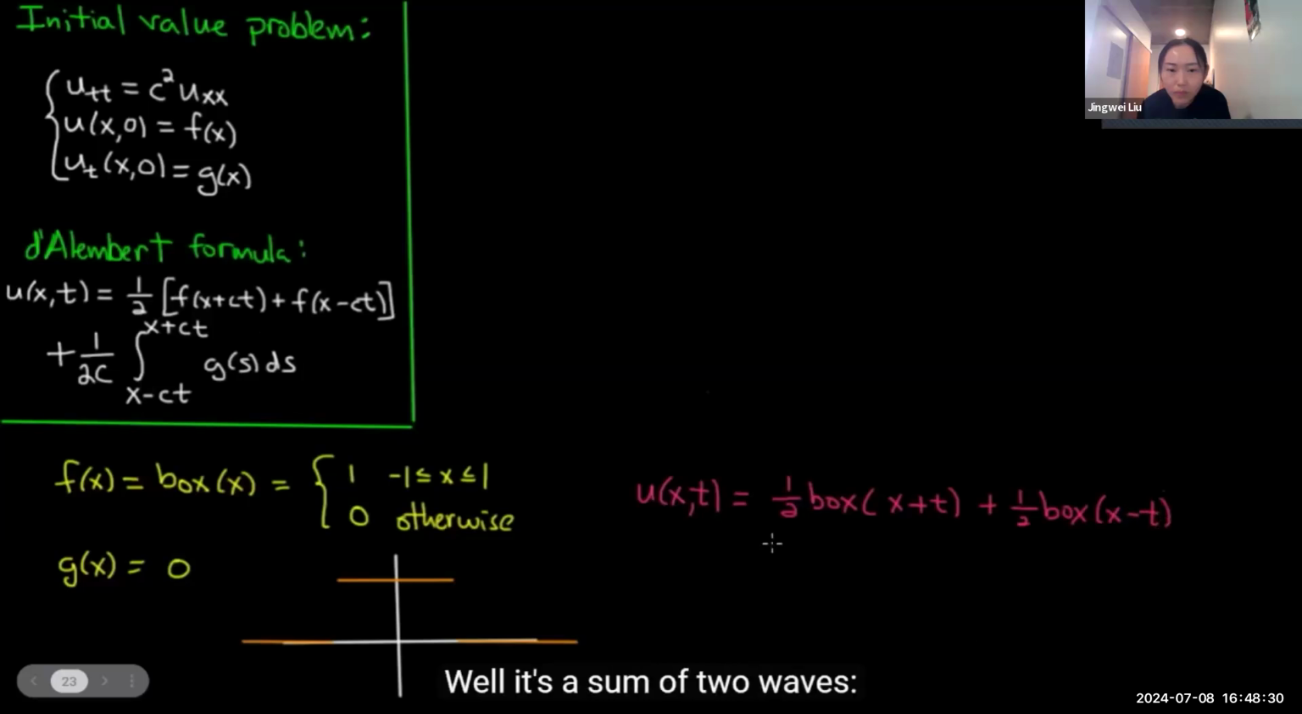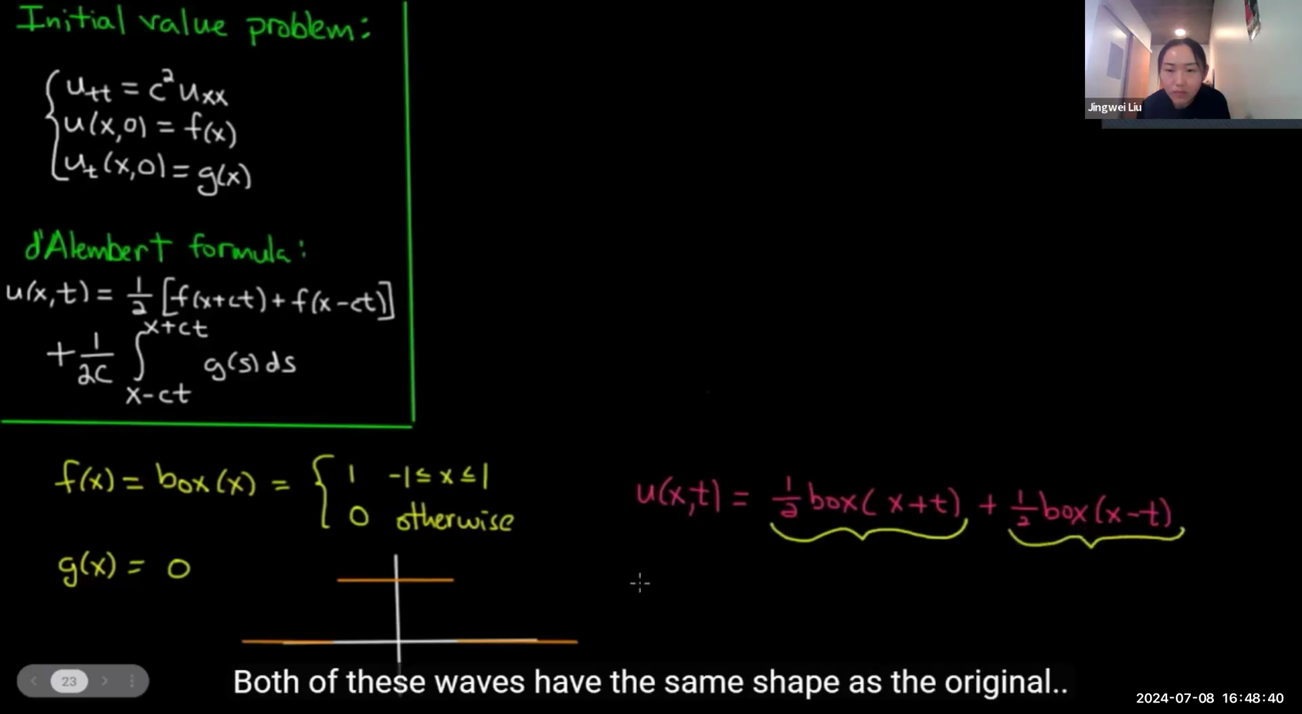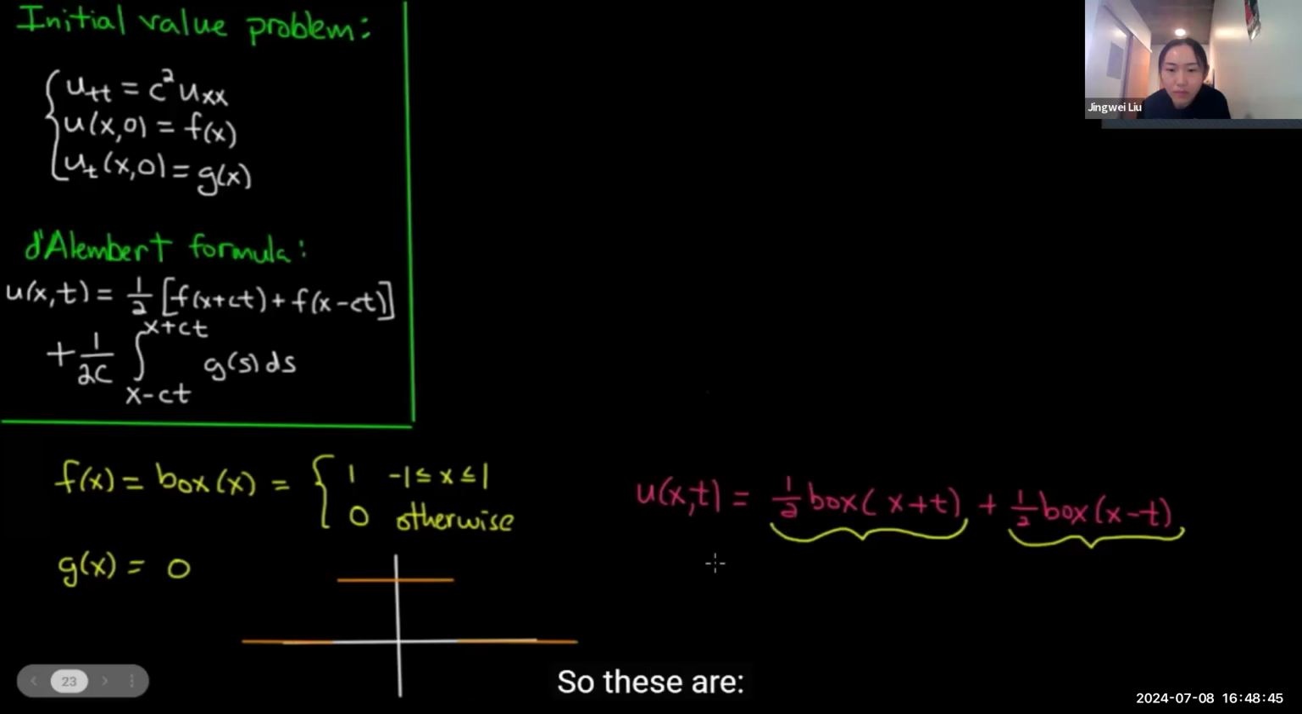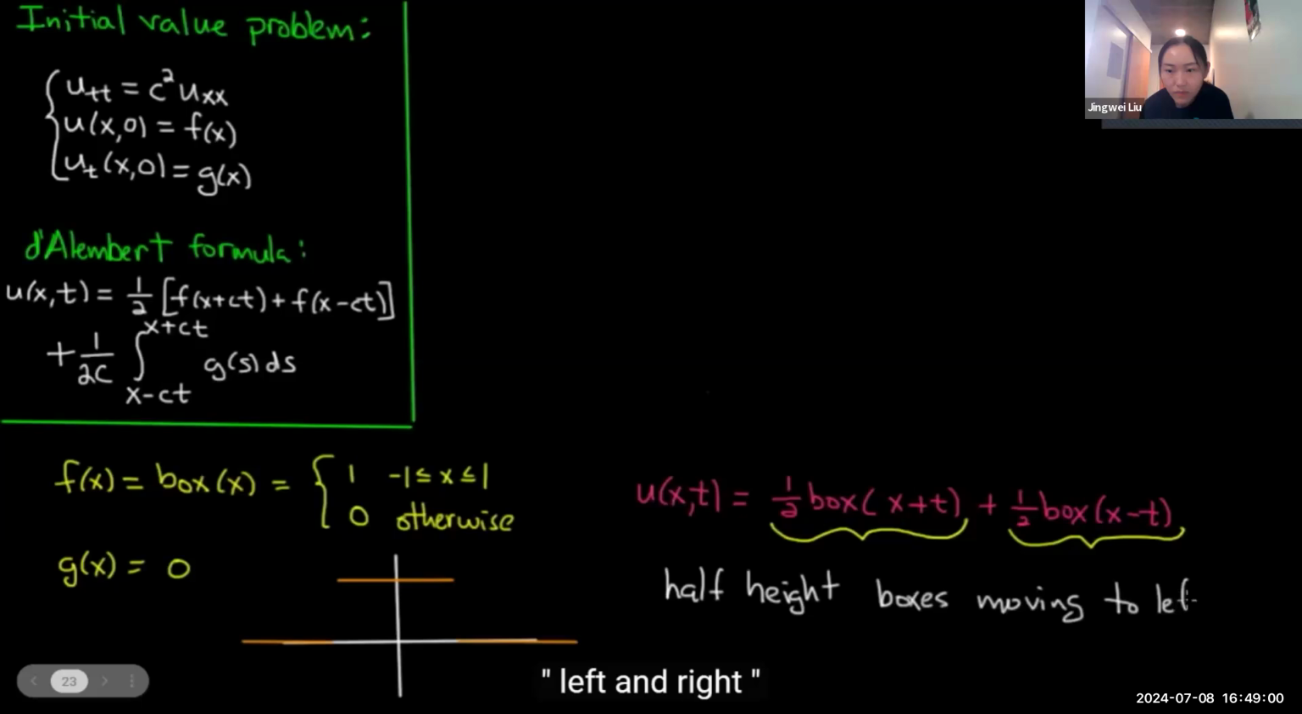So what is this? Well, it's a sum of two waves, one traveling to the left and one traveling to the right. Both of these waves have the same shape as the original, but only half the height. So these are half height boxes moving to the left and the right. I should say two of them.